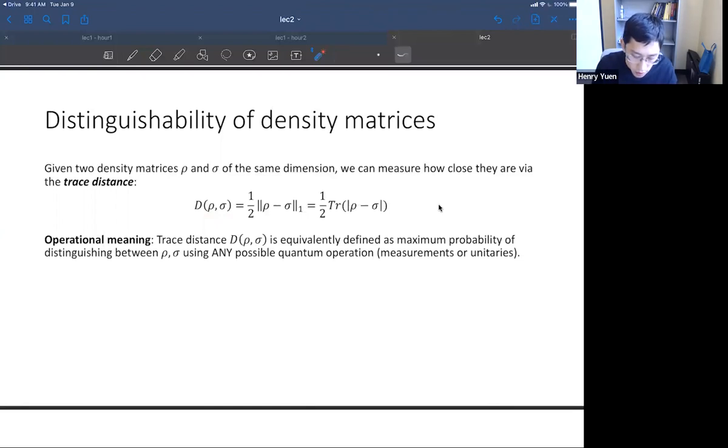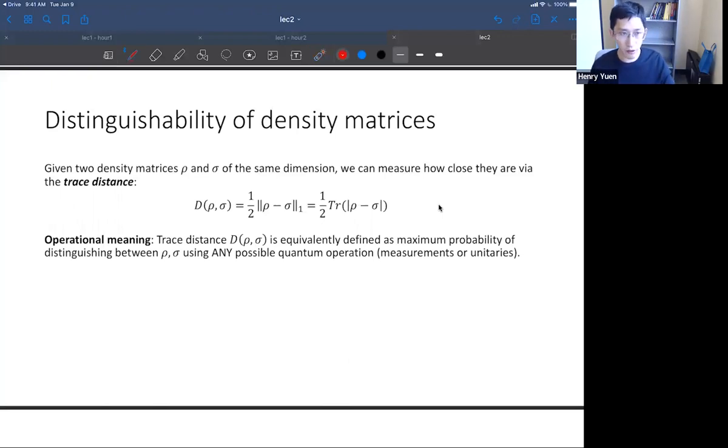It's equal to the norm of the difference between rho and sigma. So rho and sigma are matrices. If you subtract them, you get another matrix. That difference matrix, you can look at its trace norm.